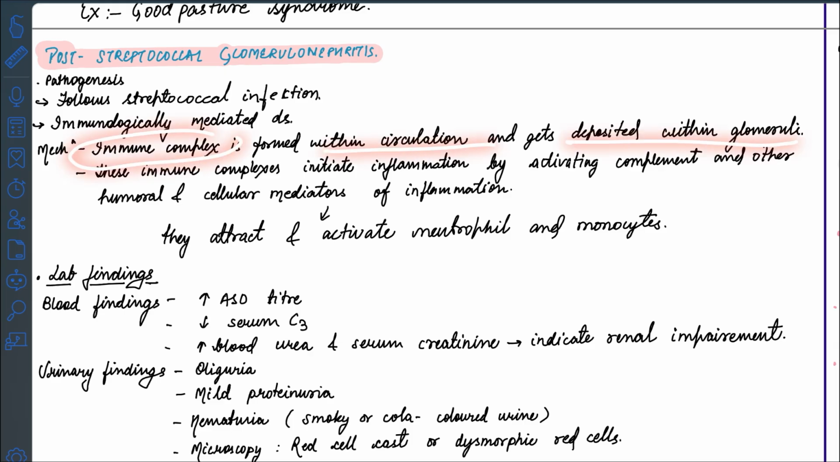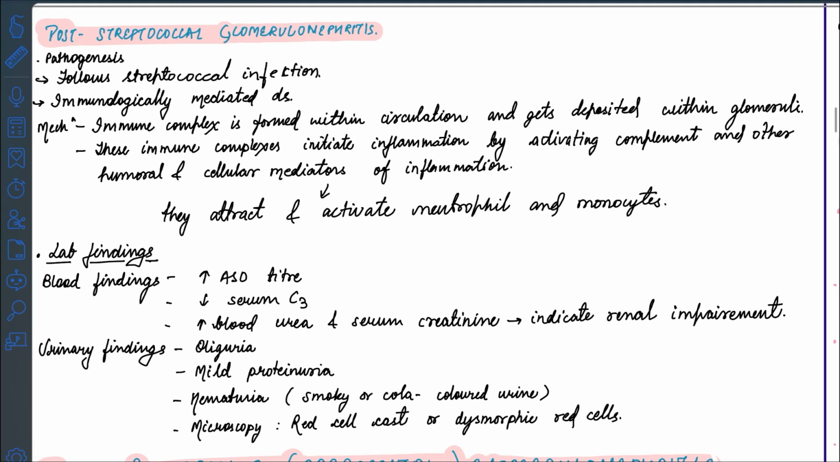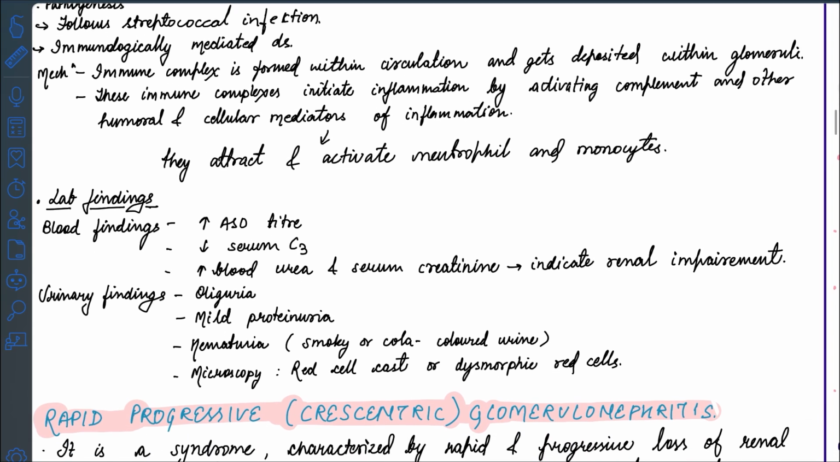The immune complexes are formed within the circulation. ये deposit होता है glomeruli में. Then these immune complexes deposit होने के बाद ये inflammatory reaction initiate करता है, जो कि involve करता है activating complement and other humoral and cellular mediators. And now they attract and activate neutrophils and monocytes, which can further damage the glomeruli.